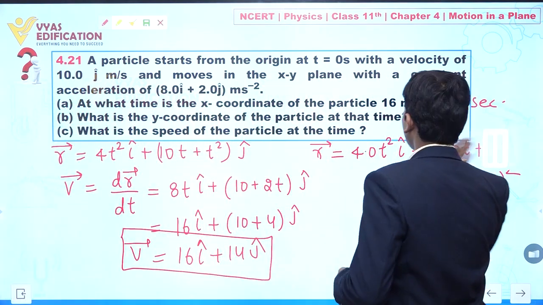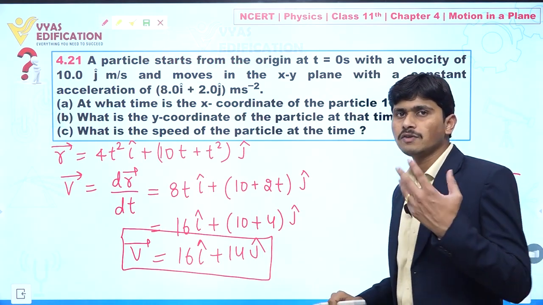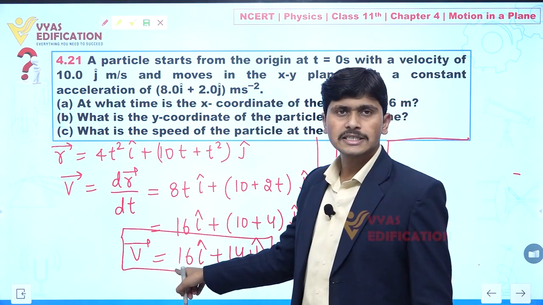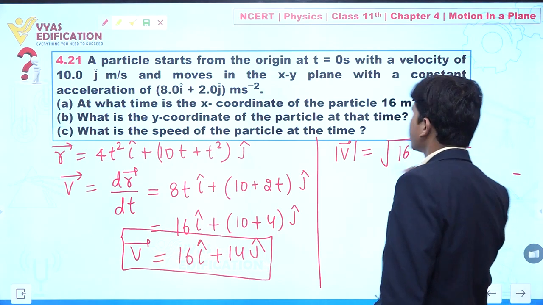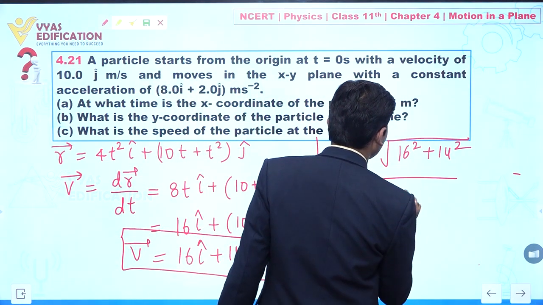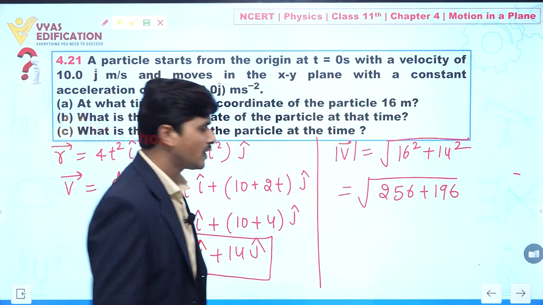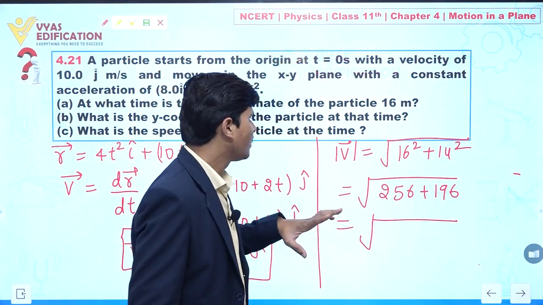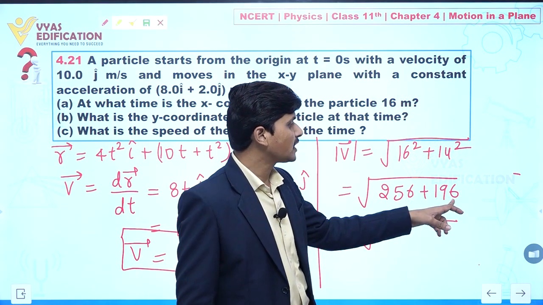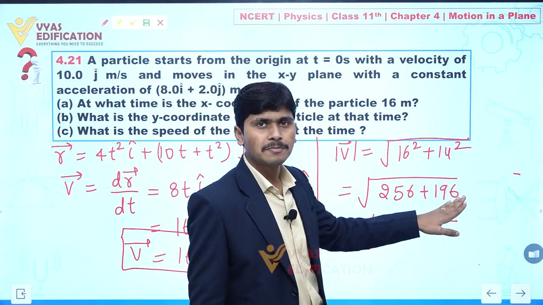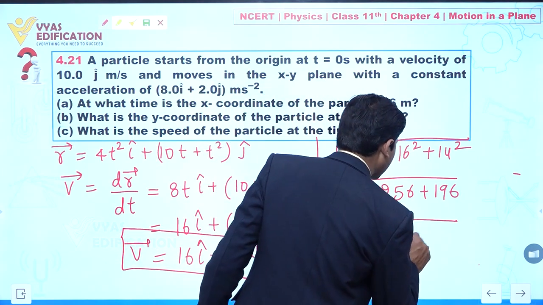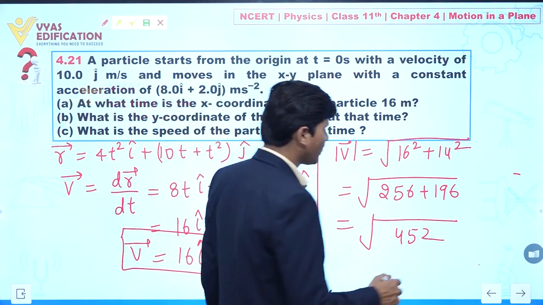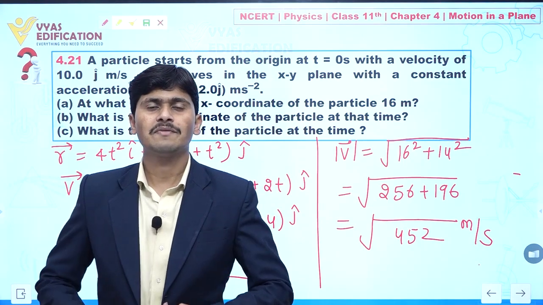Now speed is the magnitude of velocity. So the magnitude of v is the square root of 16 square plus 14 square. 16 square is 256 and 14 square is 196. Approximating, 250 plus 200 is 450, but here we subtracted 6 and here we subtracted 4. That means 6 is extra on one side and 4 is less on the other, so overall it should be 2 more. So instead of 450 it should be the square root of 452. So the speed of the particle at that time is the square root of 452 meter per second. So this is all about this question.